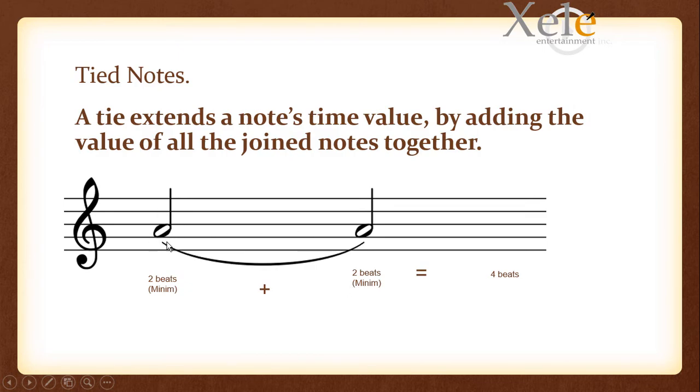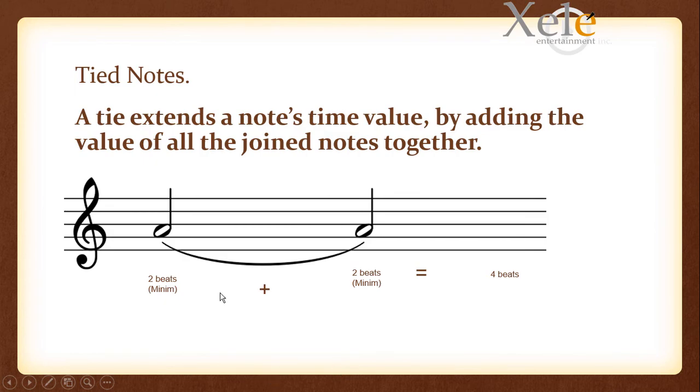If you were listening to the review at the beginning of the class, you remember that this is a minim with a time value of 2 bits. This is also a minim with a time value of 2 bits. If you take those 2 bits and you add them together, what you will get will be 4 bits. So the time value of this tied note is actually 4 bits. This is what it means.